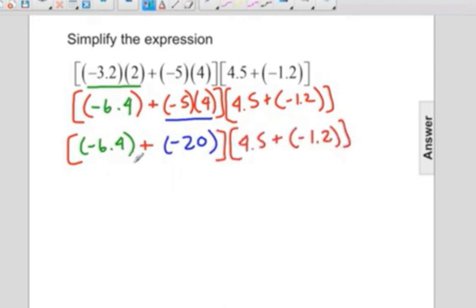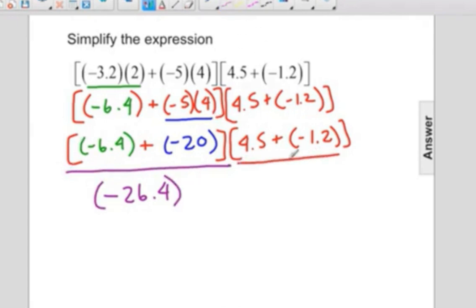Alright, so now we can finish this first parentheses. Negative 6.4 plus negative 20 is negative 26.4, and that's all of that. So this portion is done. Next, we bring down the rest of this. So we're going to multiply all of that times 4.5 plus negative 1.2.